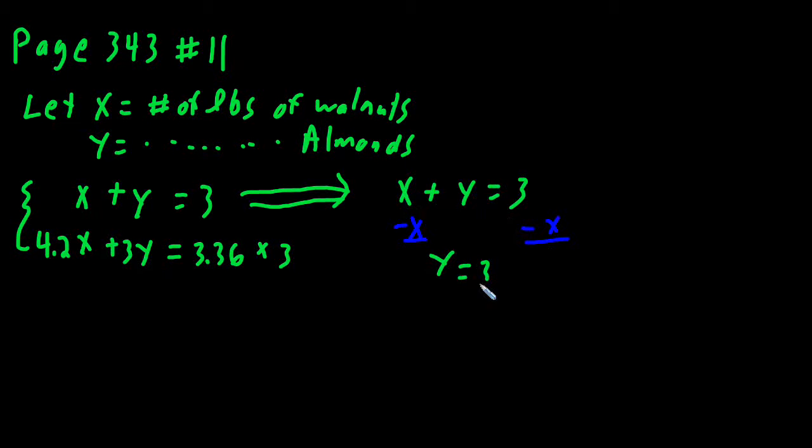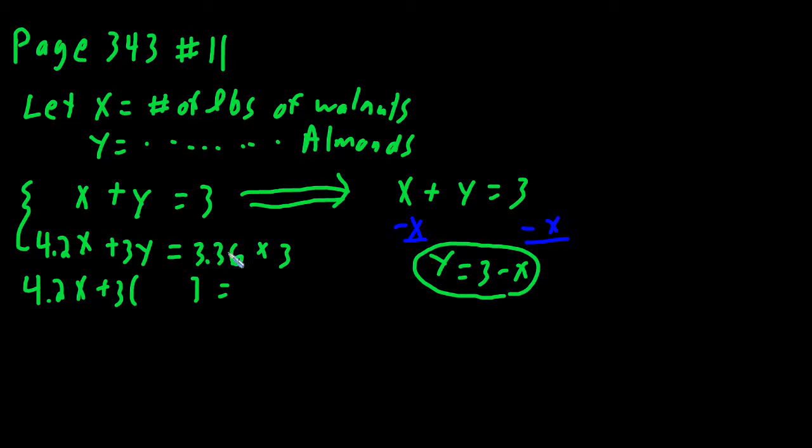I put everything down except y. Let's see, if I multiply that, 3.36 times 3, that's $10.08. And here I'm substituting in the 3 minus x. So let's see, 4.2x plus 9 minus 3x. Combine the x's here: 1.2x plus 9.